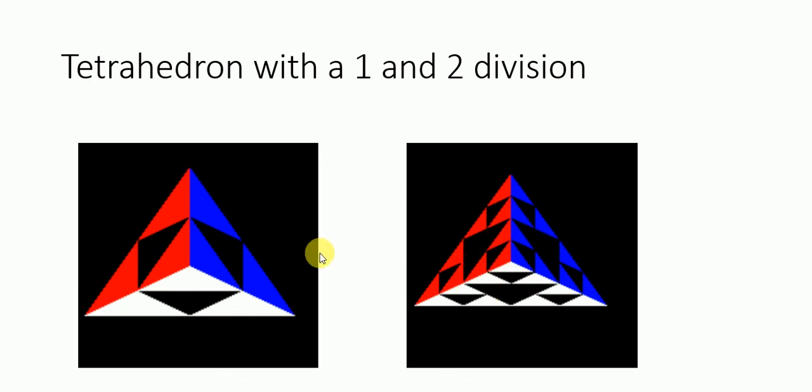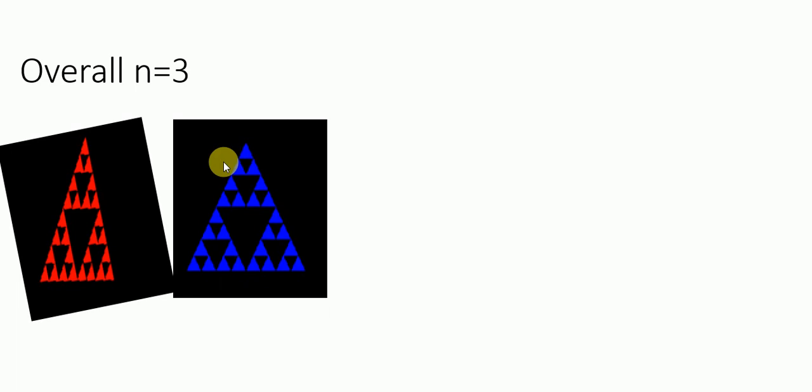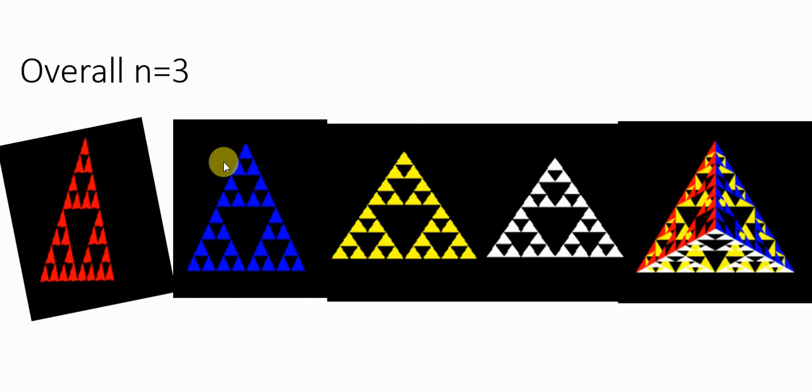So let's look at n equal to 3. This is the left part, this is the right part. This is the back part, and this is the front part. You can see here left, right, front and behind.